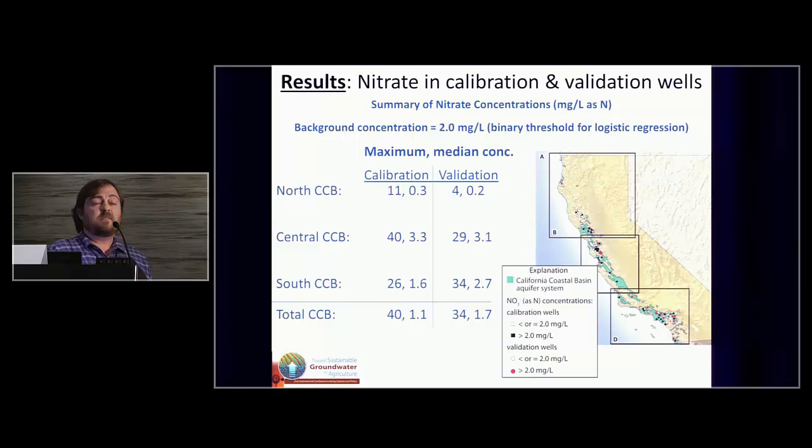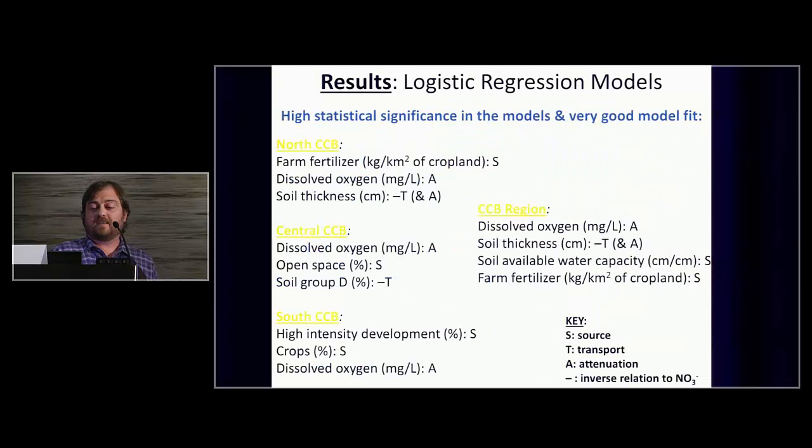So the results from the logistic regression models, I'm not going to show all the gory statistical diagnostics and the p-values and things like that, but the take-home message is, we found much higher statistical significance in our models and very good model fit, better than we had in the national scale effort. And so what you're looking at here are the best 3 sub-regional models and our regional model.